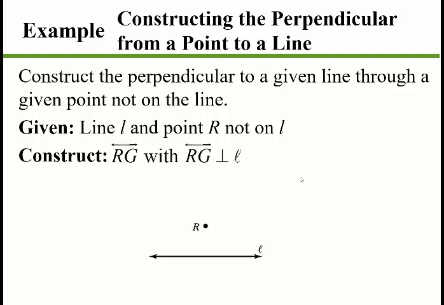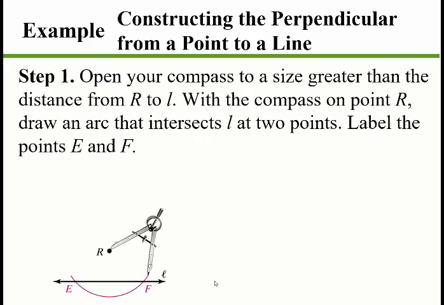All right, let's do a last one here. This is constructing the perpendicular from a point not on the line. So let's construct the perpendicular to a given line through a given point. I have line L here, and I have point R that's not on L. And I want to construct RG so that it is perpendicular to line L. So the first thing you're going to do is open your compass to a size greater than the distance from R to L. With the compass on the point R, you're going to draw an arc that intersects the line. It's going to intersect it at point E and at point F.